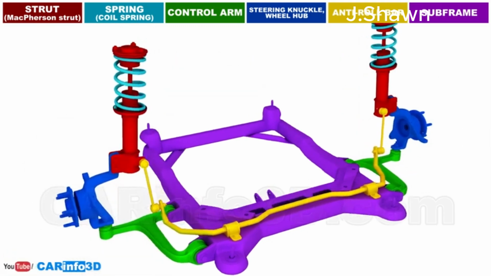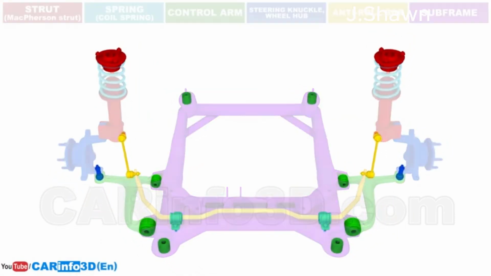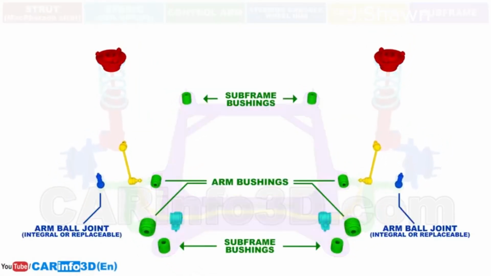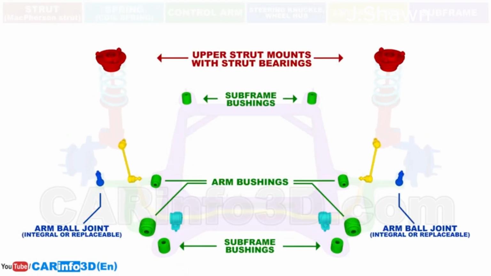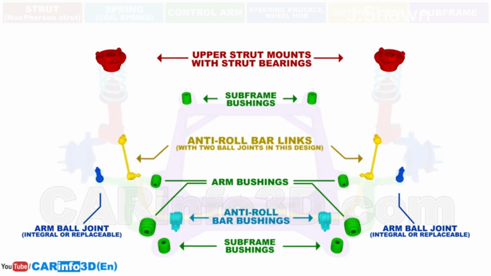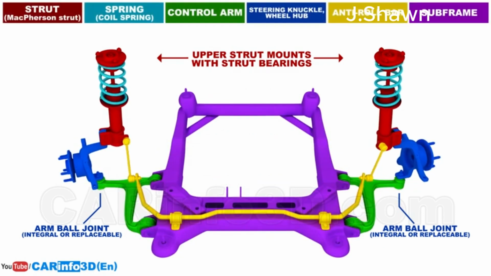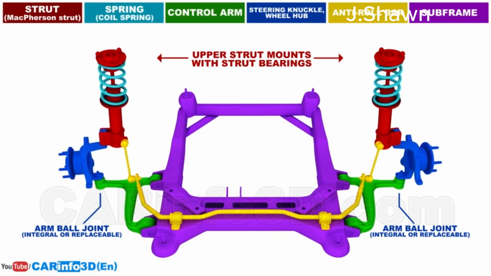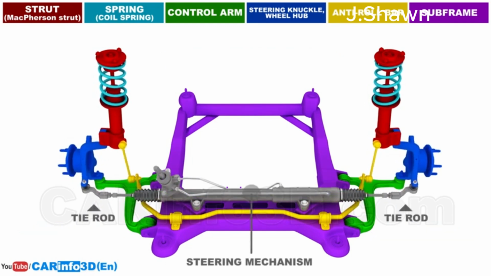The McPherson suspension system includes several components, such as rubber bushings, ball joints, upper strut mount with a strut bearing, anti-roll bar bushings, and anti-roll bar links. The ball joints of the lower control arms and the strut bearing of the upper strut mount work together to turn the wheels. This motion is made possible by the steering mechanism, which is linked via a tie rod with a steering knuckle.